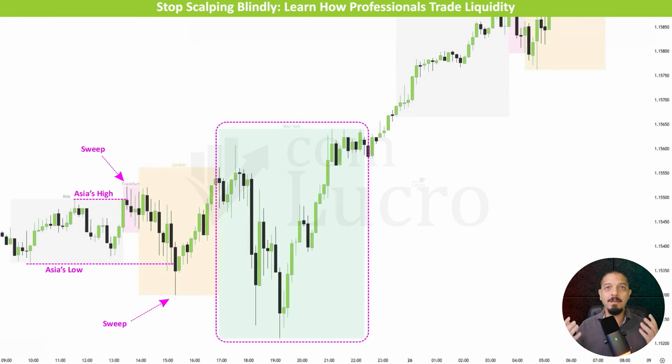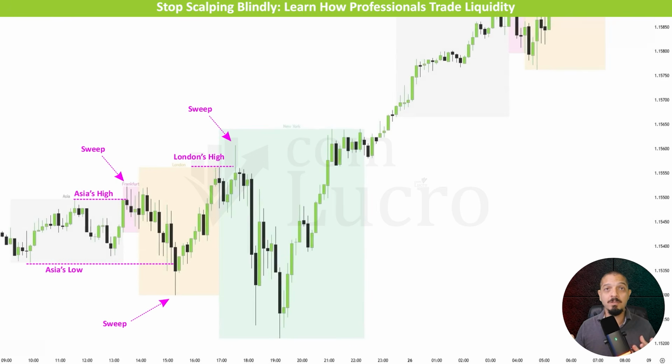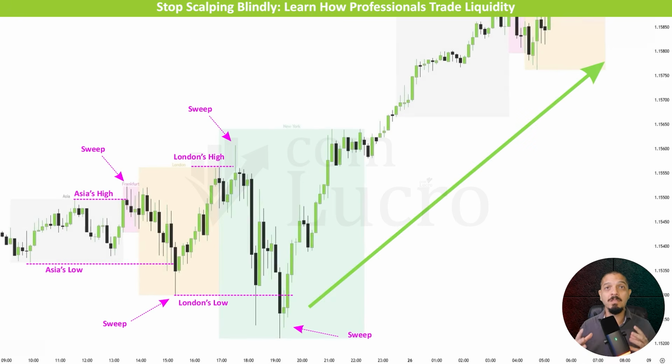If you pay close attention, you will notice the same behavior repeats at the New York session open. Price pushes above the London high, clears the buy-side liquidity resting there, and then quickly shifts direction toward the next major sell-side liquidity level, which is the London low. From that point, the market delivers the true move that smart money had planned from the start.